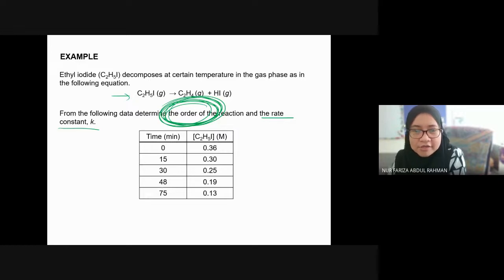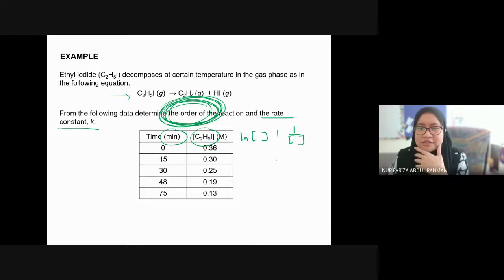So how is it from these data? Okay, from these data, you can obtain the order of the reaction. So like what I've shown to you just now, you can assume what if dia zero order. So you kena prepare time dengan concentration. What if dia first order? So you kena ada ln concentration. What if kalau dia second order? You kena ada 1 per concentration. Ln kan aja dapat. 1 per concentration dapat.